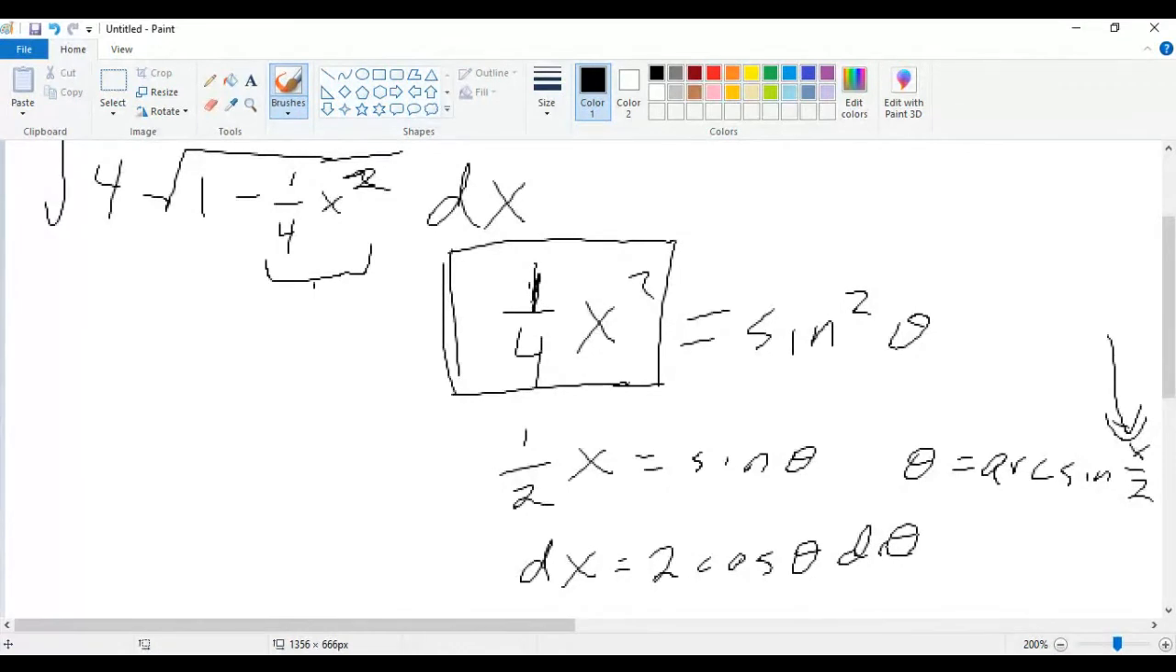Yeah. And we actually want to make sure we're substituting out this constant in front of our x squared term so that we can actually use the identity 1 minus sine squared equals cosine squared. Because you'll notice 1. So we need to make sure that it's a 1 when we substitute out.